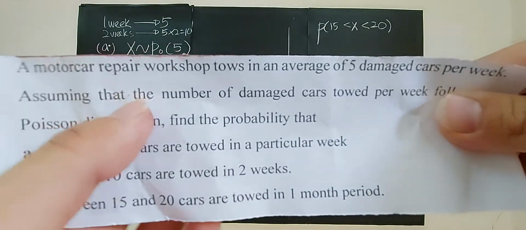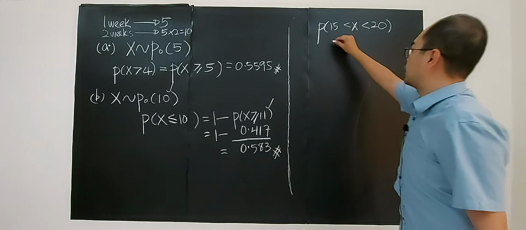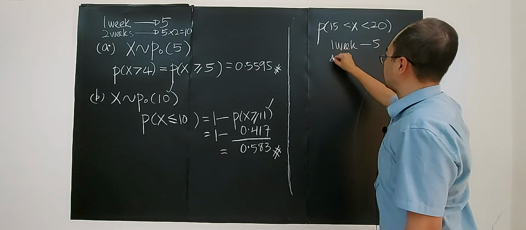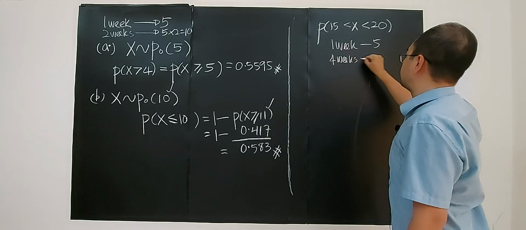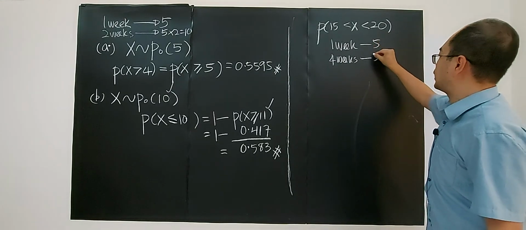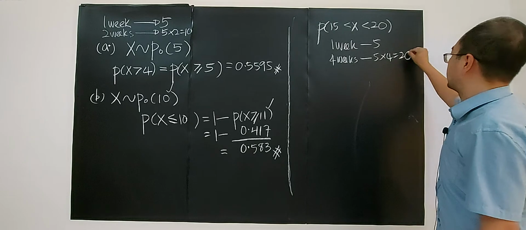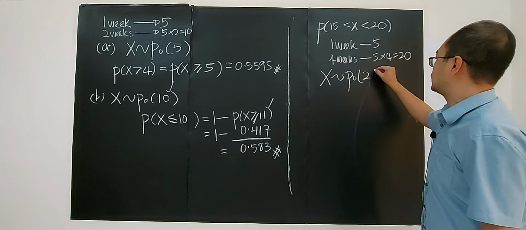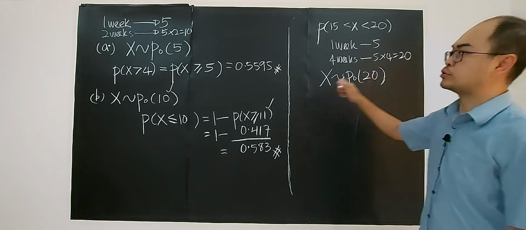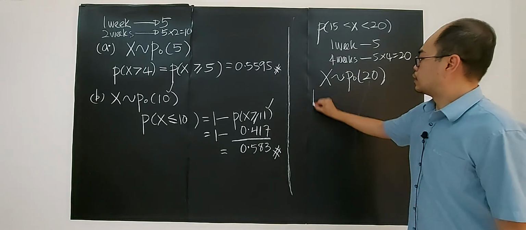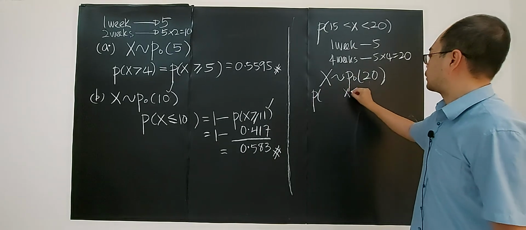Per week they have 5 damaged cars, right? So 1 week we have 5 damaged cars. So if 1 month, we have 4 weeks, so definitely this is 4 times. 5 times 4, which is 20. Means now the mean is already 20. It's changed according to the number of weeks here. So very important, the time interval is very important.